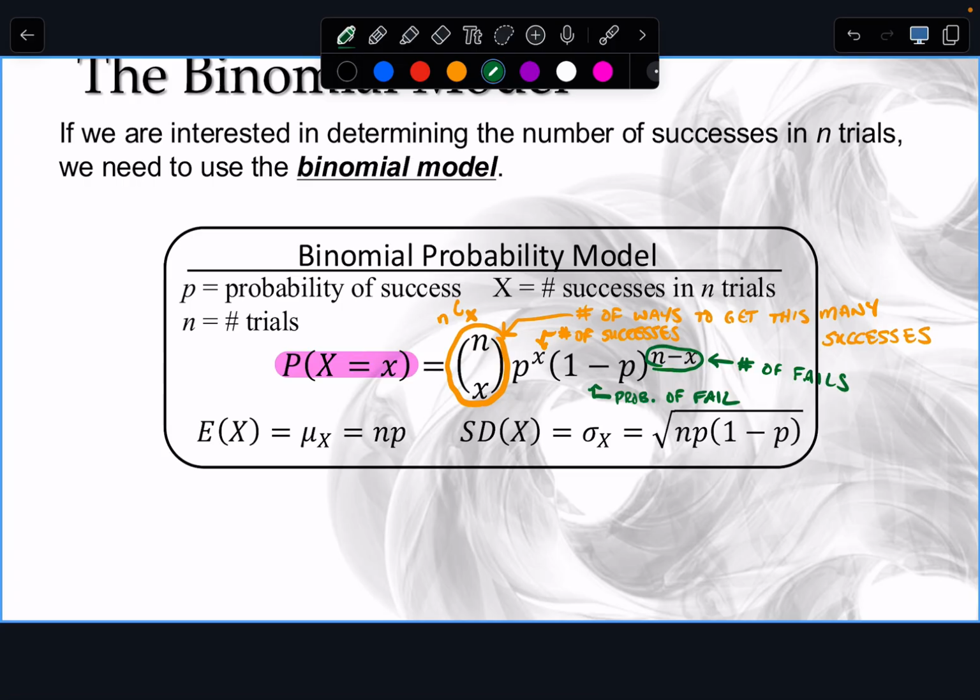So that nCx is a button we have in the calculator. When I go to set up the rest of the formula, it's the probability of success raised to how many successes I want, times the probability that I fail raised to the number of fails that I want.